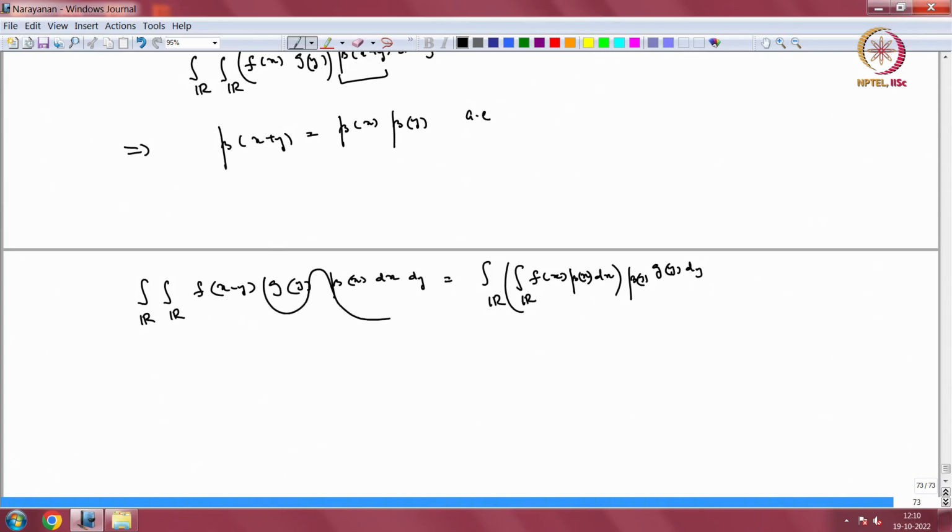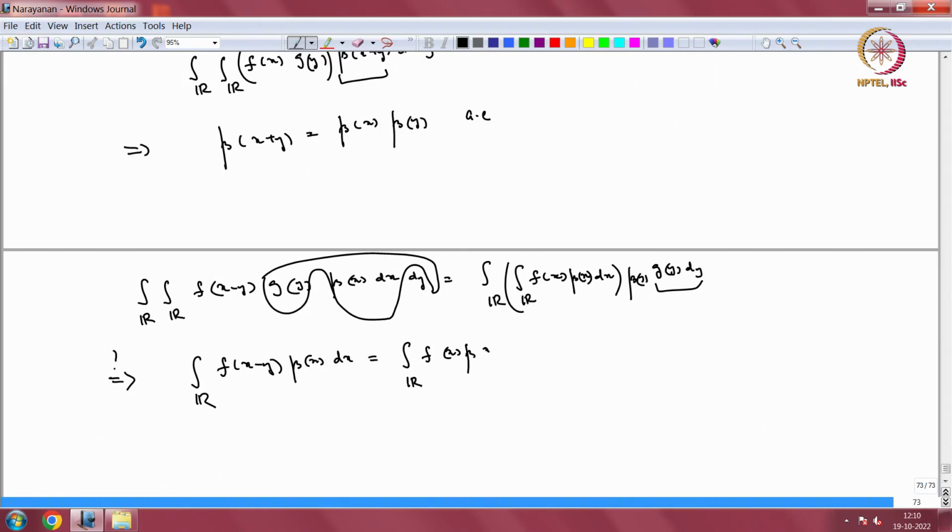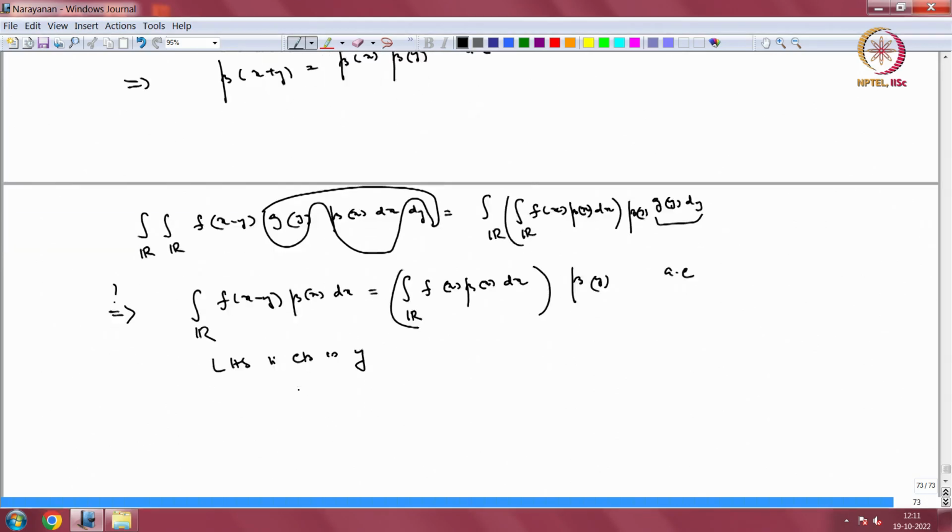You look at g y dy here and see that I have g y dy here. So, this should give me, and again this is something you have to check, the integral over R of f of x minus y, beta x dx equals the integral over R of f of x, beta x dx, times beta y, again almost everywhere. But this tells me that the left hand side, LHS, is continuous in y. It is a convolution, right. It is a convolution of an L1 function with an L infinity function.